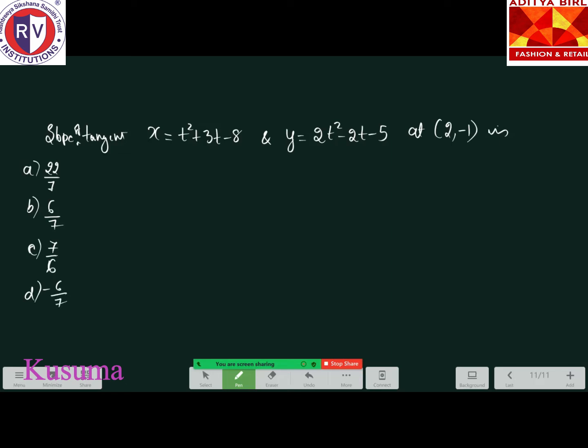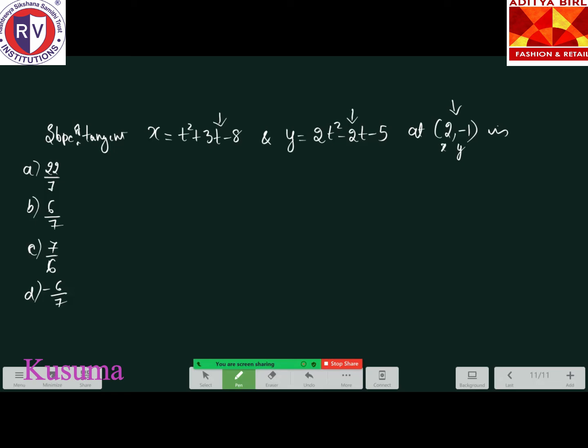So here, look at this. X is a function of t and y is also a function of t. But what we need is dy by dx. You know how to find out dy by dx. And you have to find out the slope of the tangent at this point, x is equal to 2, y is equal to minus 1. The X and y values are given to us. At that particular point we have to find out the value of dy by dx.